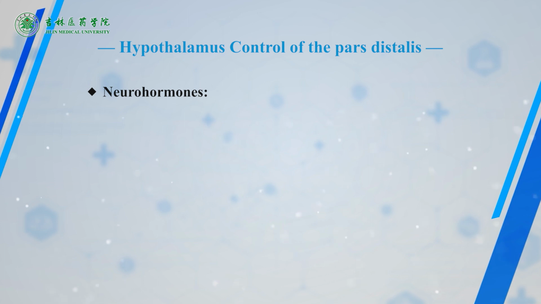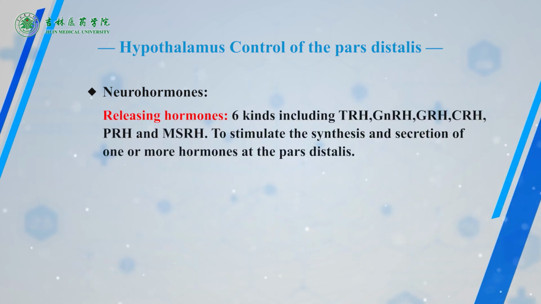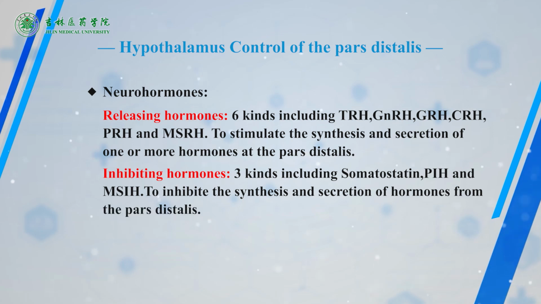Two types of neurohormones. Releasing hormones, 6 kinds including TRH, GnRH, GRH, CRH, PRH, and MSRH, stimulate the synthesis and secretion of one or more hormones at the pars distalis. Inhibiting hormones, 3 kinds including somatostatin, PIH, and MSIH, inhibit the synthesis and secretion of hormones from the pars distalis.